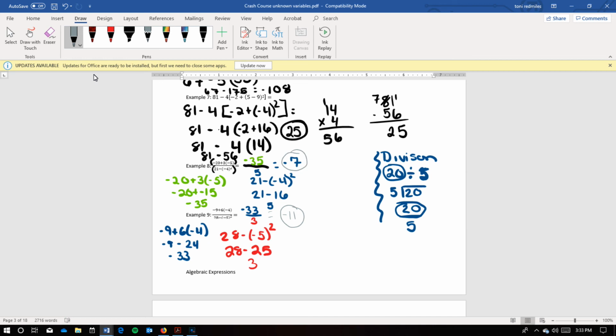Awesome. So that is all the order of operation problems in the notebook, okay, in the workbook. So if you get stuck, watch this video, and then if you get stuck on the next one, on expressions, then watch the next video. I hope this helped.